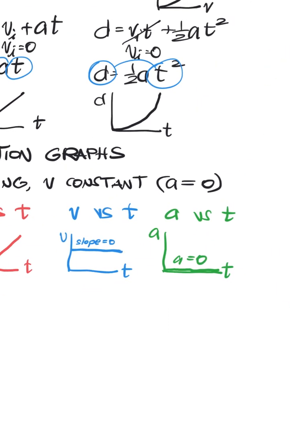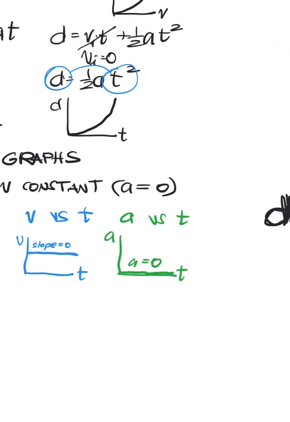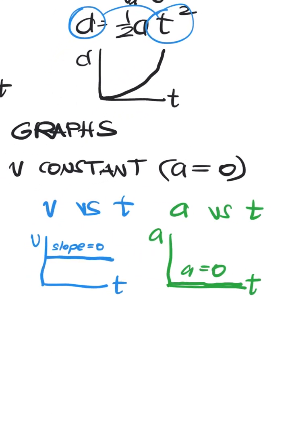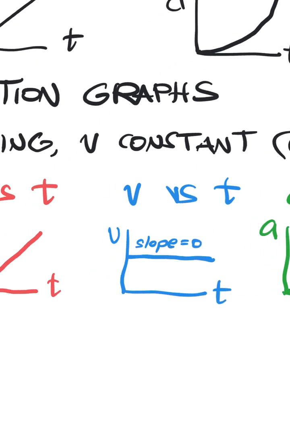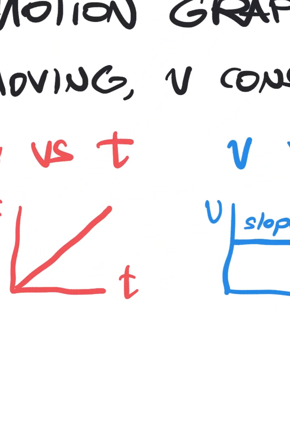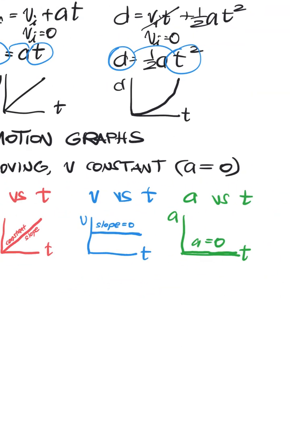All right, let's take a look at velocity and position, or displacement. Velocity is the slope of the displacement graph. If I look at the velocity graph, I can see that the velocity has a constant value. And if I look at my d versus t graph, I can see that my slope is constant. So it's no accident that we have a constant velocity on that blue graph there, and my d versus t graph has a constant slope.